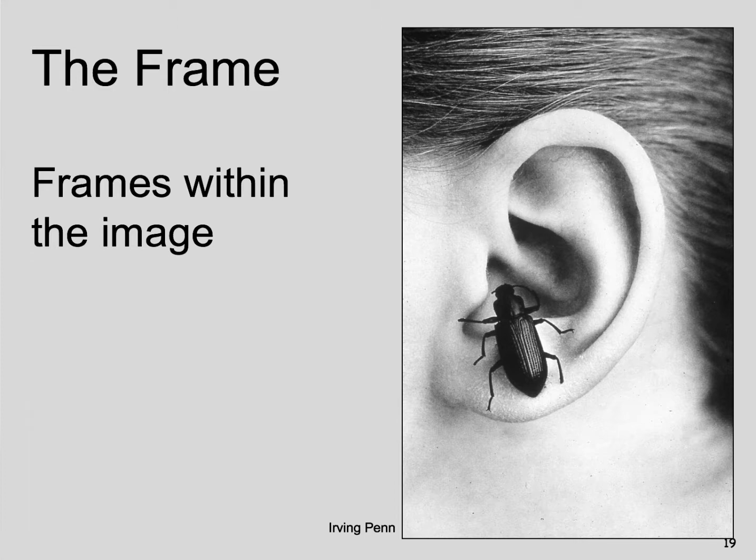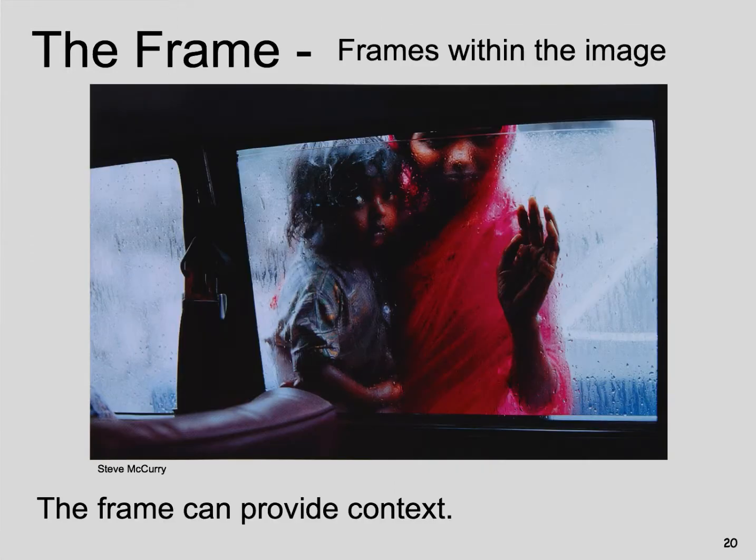Another way to think about frames is putting subjects within containment in the image. So here, this boar or beetle within the confines of the ear. So, frames within the image. Some frames are natural via the shape of things. So here, this window makes a perfect frame for the mom and child in the Steve McCurry photograph.